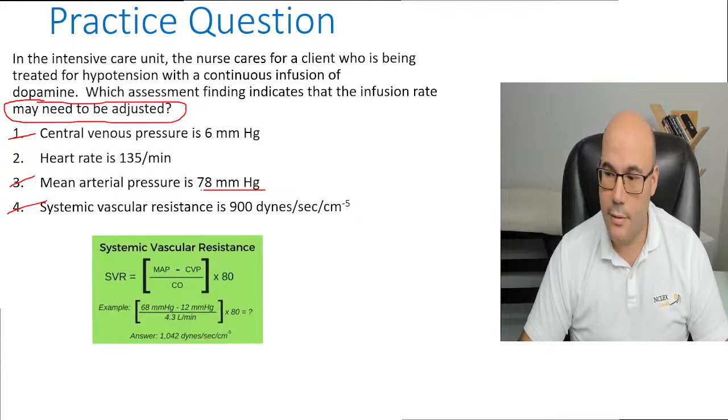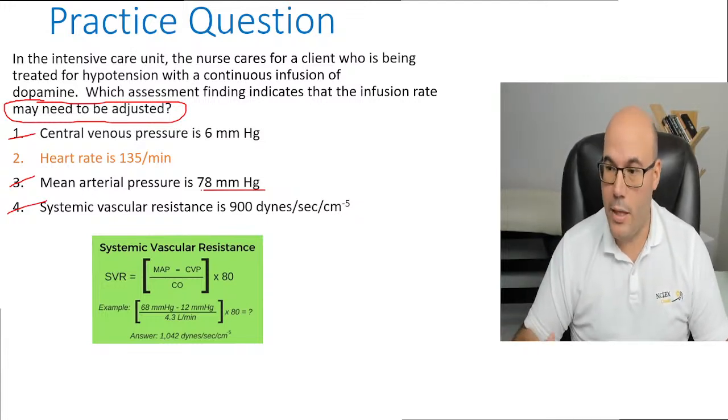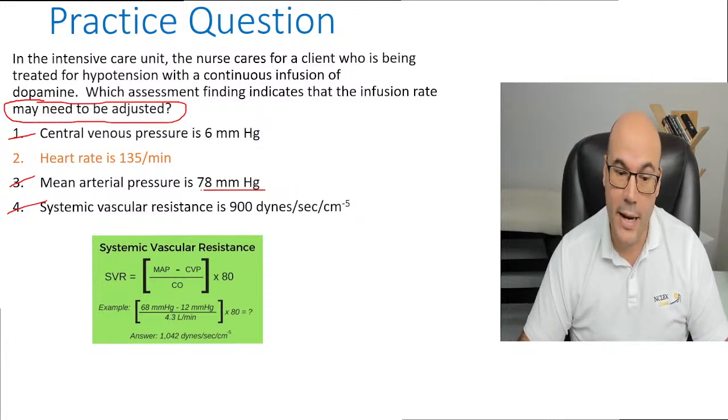My answer is number 2, the heart rate. Yes, we want the heart rate to be better. Increased heart rate means that the cardiac output should be better with the medication of dopamine, but we have to be careful because this medication can cause tachycardia and dysrhythmias. So we have to monitor because we might need to decrease the rate of infusion of dopamine, the drip.